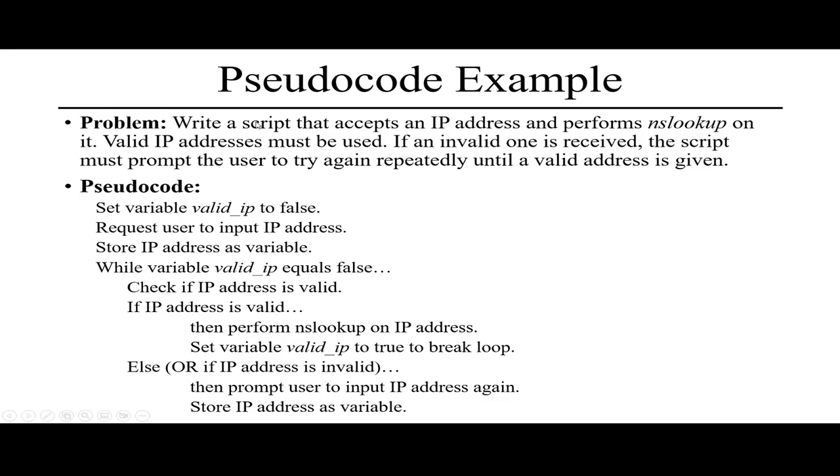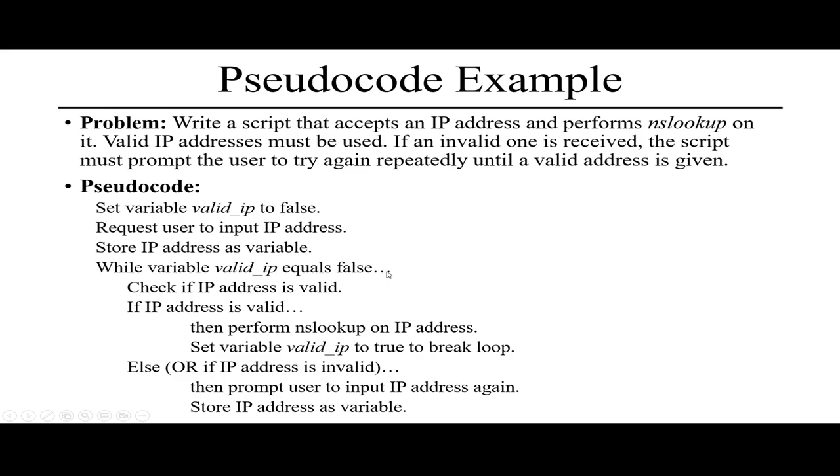So let's say we have a problem where we need to write a script that accepts an IP address and performs NSLOOKUP on it. We have to validate these IP addresses, and if an invalid one is received, we have to prompt the user to try again until a valid address is given. So let's say we set up a variable, valid IP, to false for our while loop. So we request the user input an IP address. We store it as a variable.